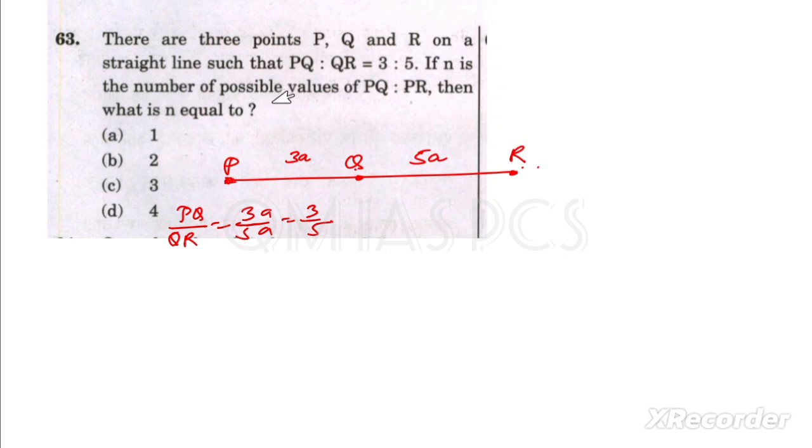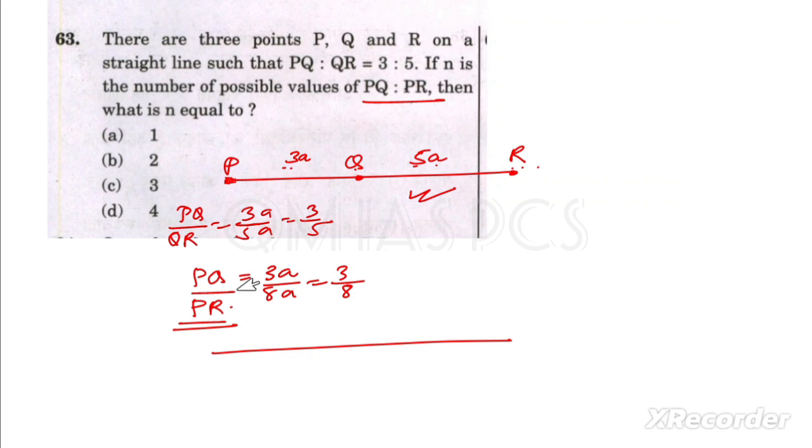You understood this one? First possibility is this one. We can take Q in the middle portion. We have to find PQ by PR. So PQ is equal to 3A, and PR is equal to 3A plus 5A, that is 8A. So we will have 3 by 8, PQ by PR. Now can we take another position, like this is P, this is R, this is Q? I'm just trying this one. So it will be like PQ is equal to 3 and QR.